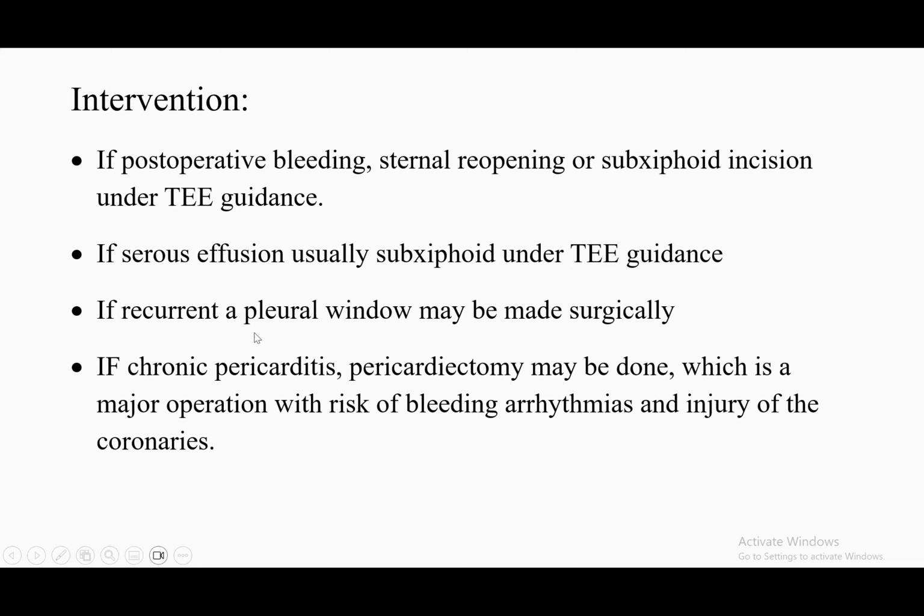If chronic pericarditis, pericardiectomy may be done, which is a major operation with risk of bleeding, arrhythmias, and injury of the coronaries, because the surgeon peels off the pericardium from the heart, which is fibrosed. So with all the peeling and the cautery, we may get arrhythmias. He may pierce one of the heart chambers or one of the coronaries. So we should prepare blood products, and we should prepare DC pads.